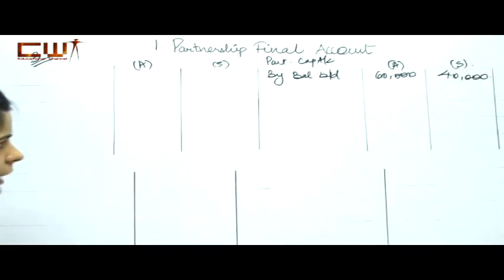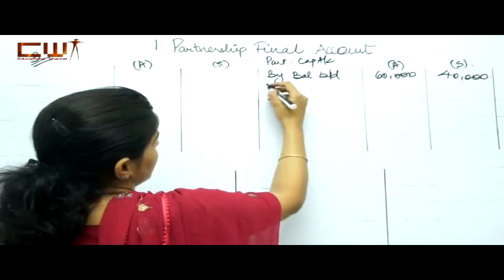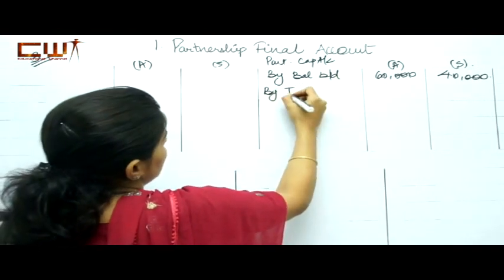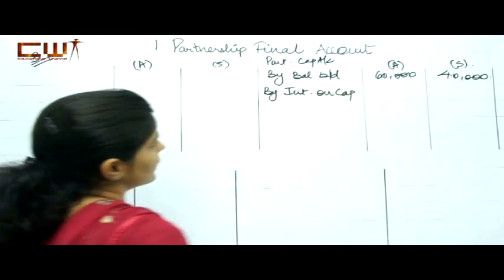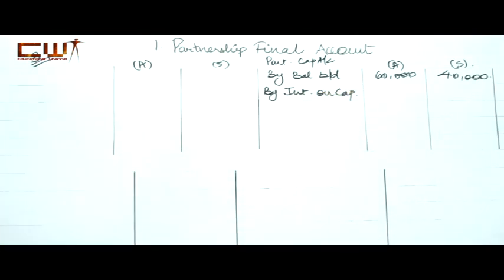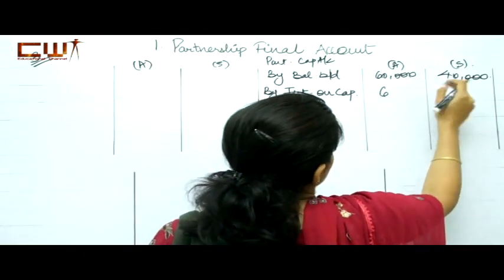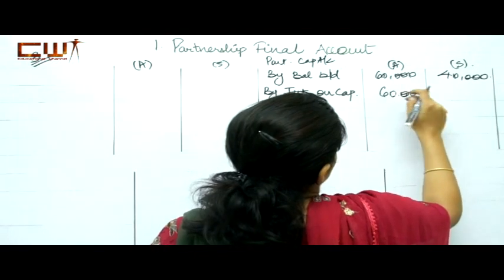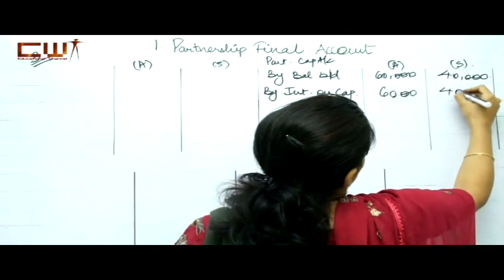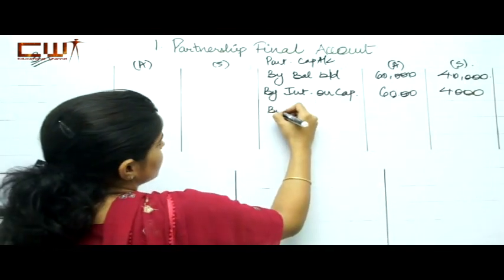Next, what you have? Interest on capital also. All what is increasing the capital will come here, as I told you. So interest on capital that we calculated in the profit and loss account will come here. Interest on capital, how much did we calculate? 6,000 and 4,000. That is 10% on 60,000 and 40,000. So this was 6,000 and 4,000. Right? Next, what will come? P&L account.